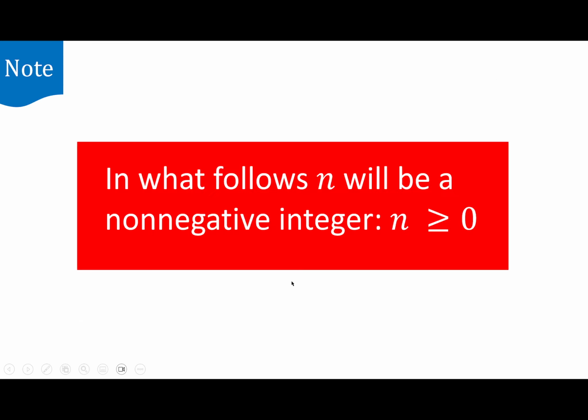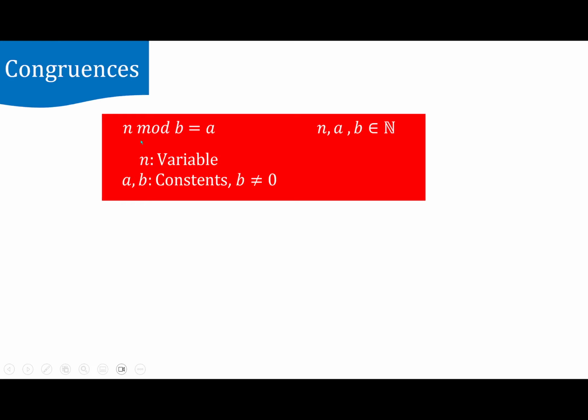Note. In what follows, n will be a non-negative integer. So we're only interested in cases where n is greater than or equal to 0. Congruences. n mod b equals a is called a congruence. n, a and b are integers. n is a variable. a and b are constants. And obviously b should be different than 0 because you're dividing n by b. So you're looking at what is the value of n. If I divide it by b, I get an a.